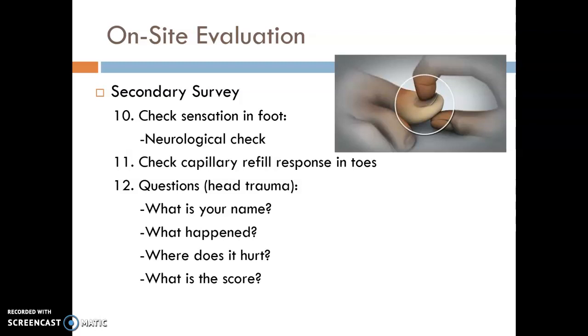And then after we've checked the body, we're going to go into questions about head trauma. So asking them pretty obvious questions that should be easy for any athlete, but if they have a head trauma, they might not have the correct answers. So starting with what's your name? Do you know what happened? Do you remember everything? Where is it hurting? Do you know the score of the game? What venue are you playing at today? All sorts of questions to make sure that they're still functioning fully.